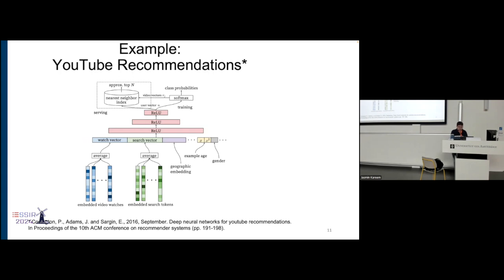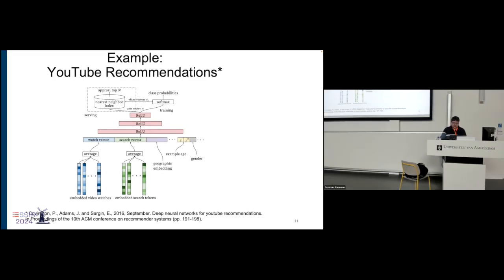Yep. Do we have a benchmark for neural collaborative filtering versus two-tower DNN model?